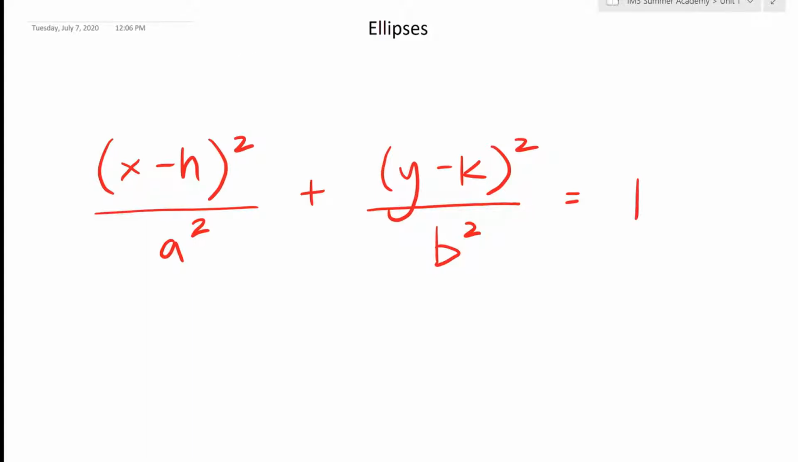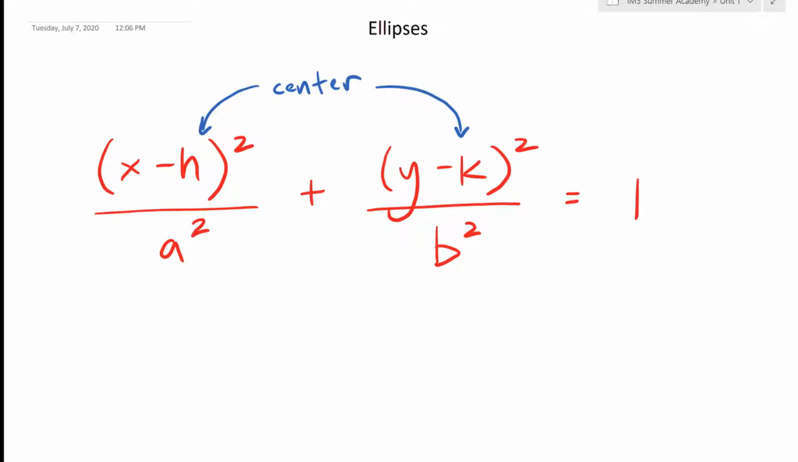There are some similarities. Again, h and k are going to give me the center or the vertex of this shape, and I'm not going to write it this time, but again, h and k have to be opposite signs because they show up as negatives. We'll write them as positives. If they're positives, we'll write them as negatives.